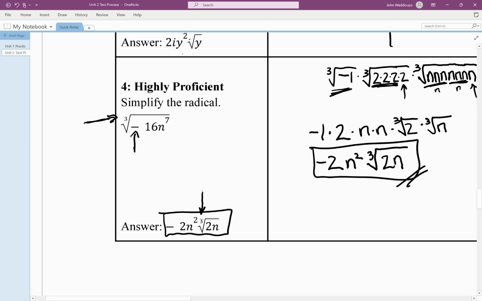One thing I would say to be careful about is to make sure that you're drawing a distinction between what is your index and what is an exponent of another number. So this 2 is an exponent of this n here. That's n squared. But this 3 is the index, the cube root of 2n. So there you have it.